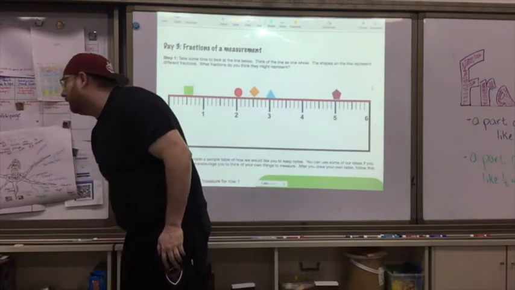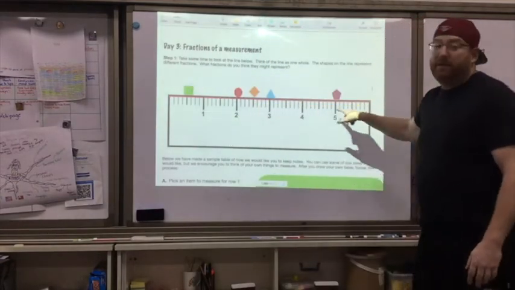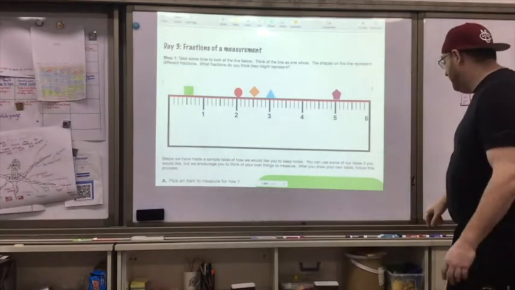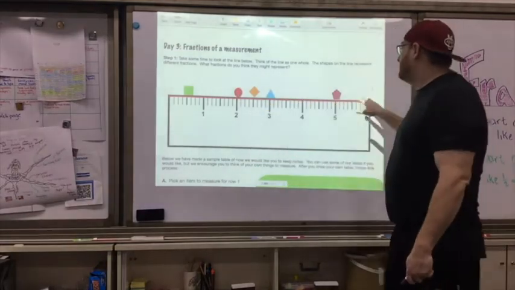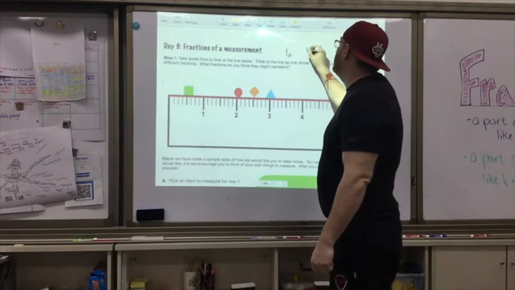Beautiful. Now what we have are these shapes along a measured line, and it's a little bit easier for us to make some fractions. So if we look here, our line is broken into 6 segments. So our denominator is going to be 6.